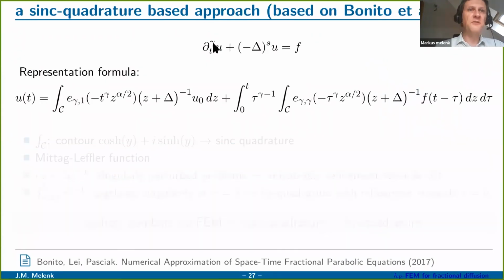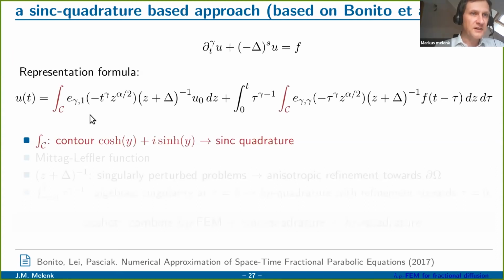A fractional time derivative with gamma being not an integer. Like in the Balakrishnan formula, one actually has a solution formula, and this is the solution formula. It's maybe a little bit daunting, but I'll go through it step by step. The first thing is that just like in the Balakrishnan formula, one has a contour integral, an integral that essentially goes from minus infinity to plus infinity. And we will use again a sinc quadrature for that. So just like in the elliptic case, that integral is discretized with a sinc quadrature.